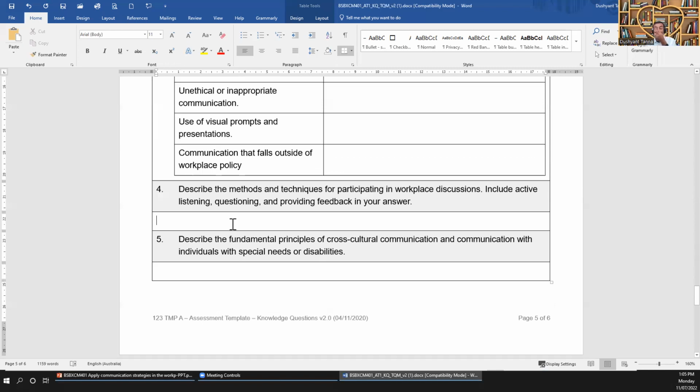Question 4, describe the method and techniques for participating in a workplace discussion. If you have to get involved in a workplace discussion, what do you do? Include any active listening, questioning, providing feedback in your answer.